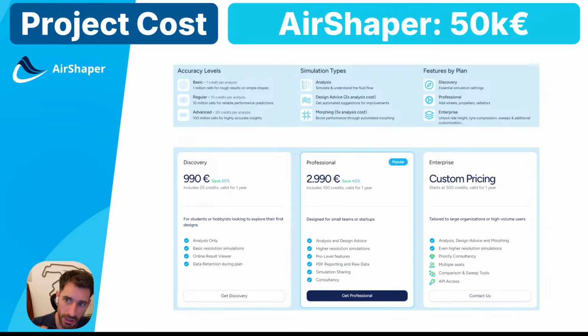Now, usually you would spend this amount on just buying a license, which means you haven't done anything yet. You don't have a computer yet, you don't have a person working on that project yet, and you don't have someone setting up the simulations, processing the simulations, and you don't have an expert yet. For that same budget of just a license, we did the entire project.